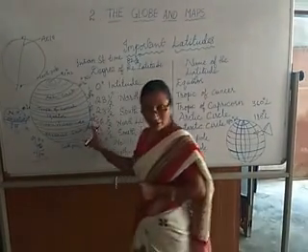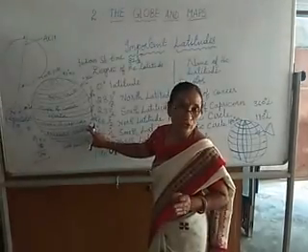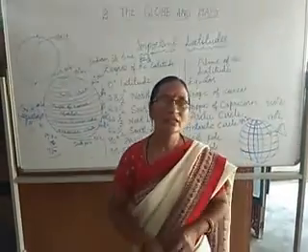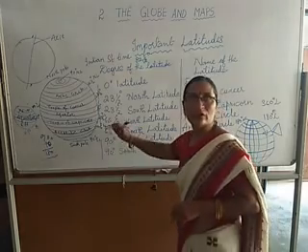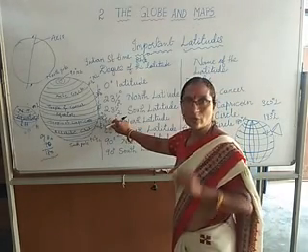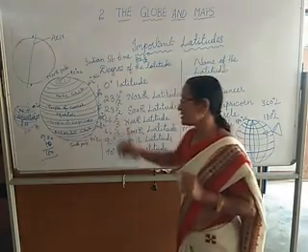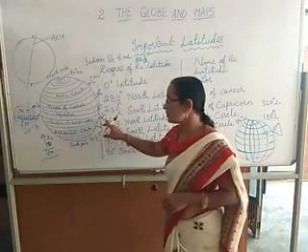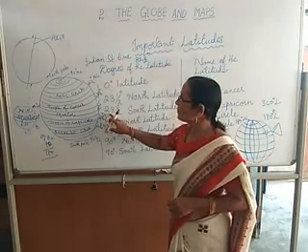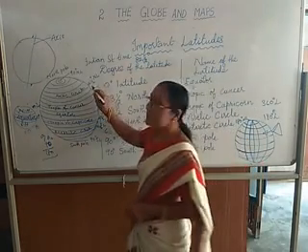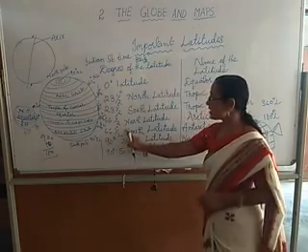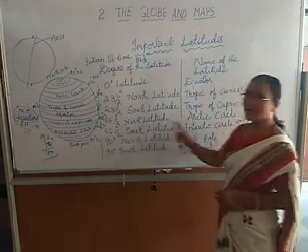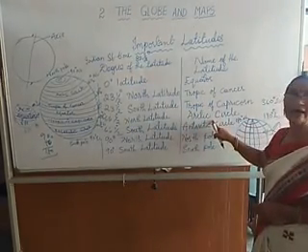Next one, 66.5 degree north latitude. It is called the Arctic Circle. What is it called? Arctic Circle. Are you seeing? It is in the north. So that is 66.5 degree north latitude, called the Arctic Circle.